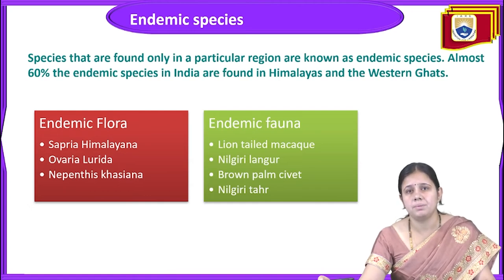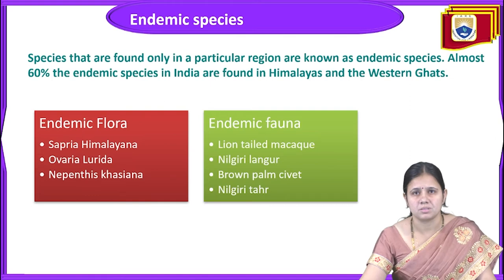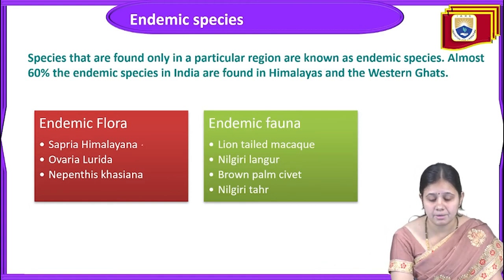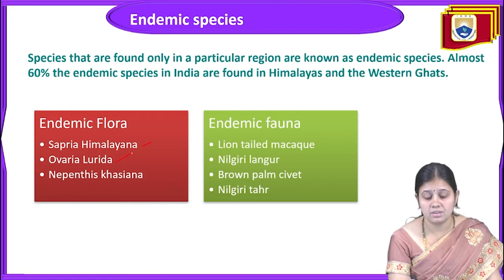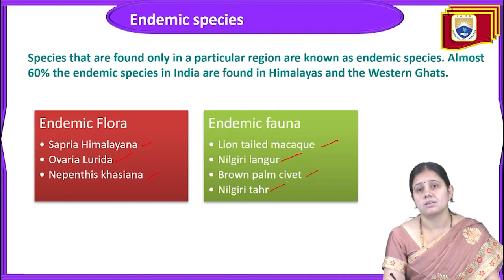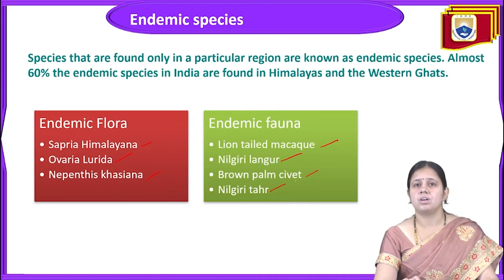Now comes the endemic species. What is an endemic species? Species that are found only in a particular region are known as endemic species. Also, 60% of endemic species are found in the Himalayas and the Western Ghats. Examples of endemic species are Spiraea Himalayan, Ovulaea, Nepenthes khasiana, Lion-tailed Macaque, Nilgiri Langur, Brown Palm Civet and Nilgiri Tahr. All these are endemic fauna and flora of India.